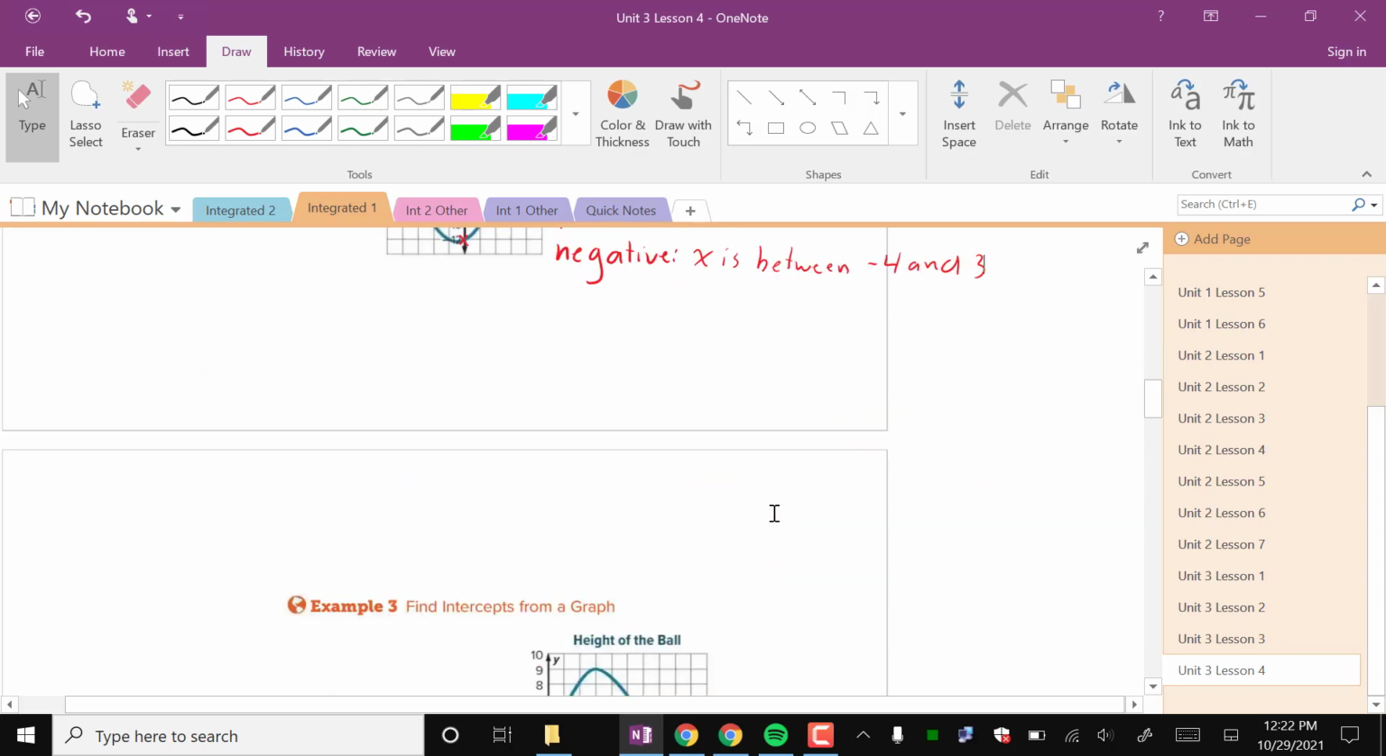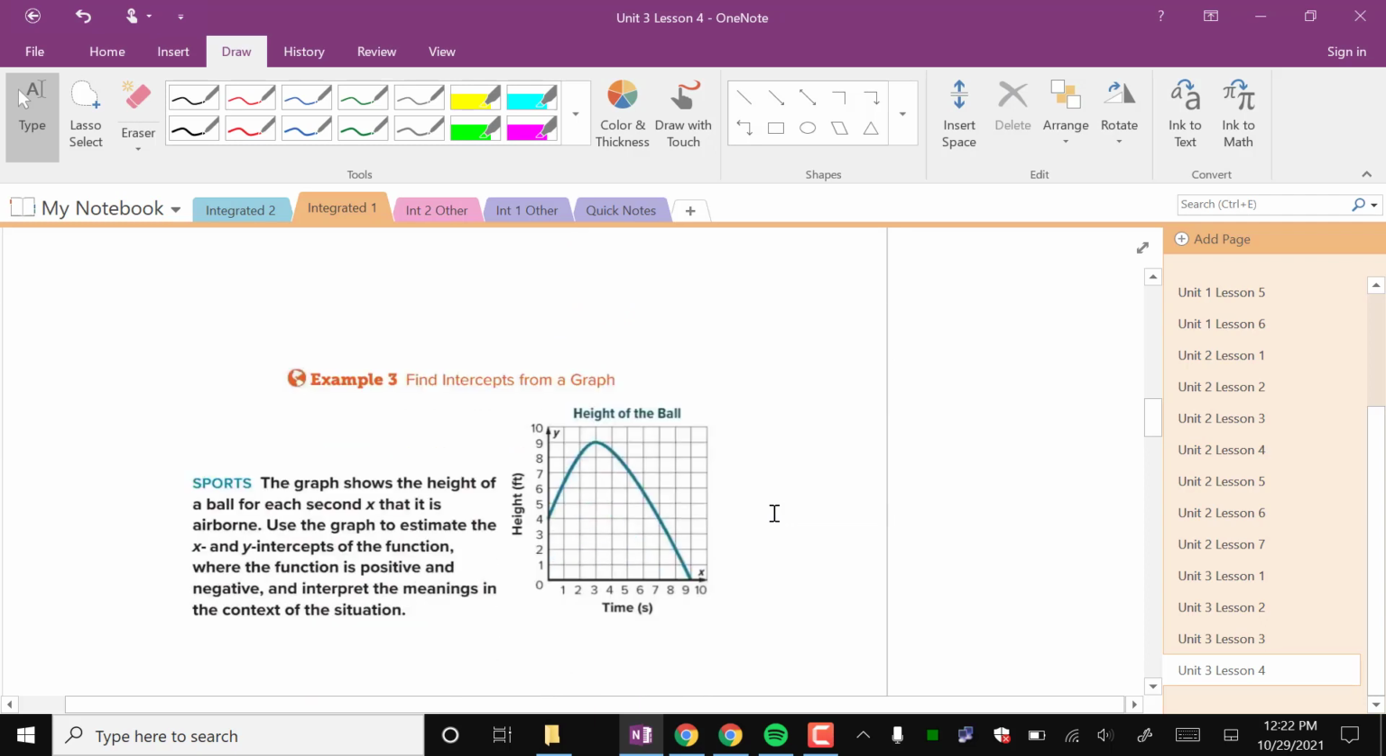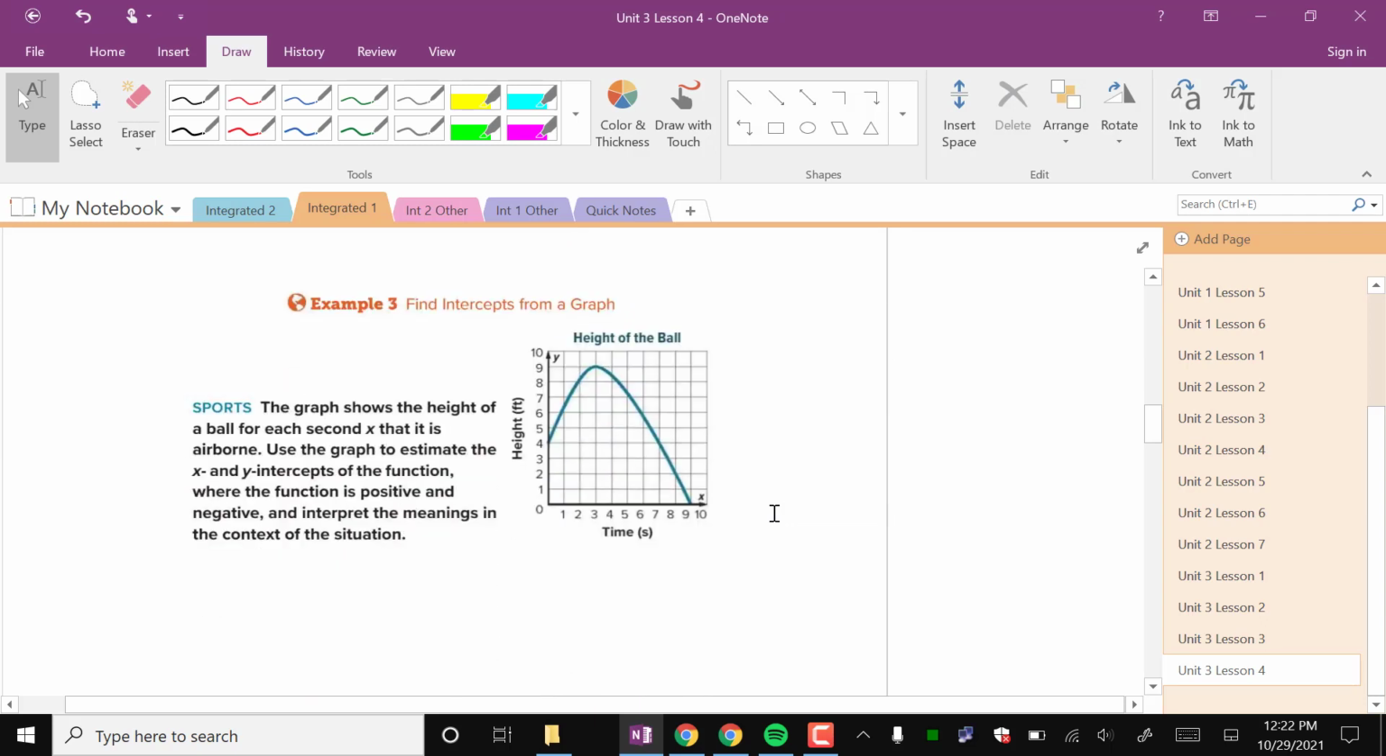Let's take a look at example 3. Find the intercepts of the graph. So the graph shows the height of a ball for each second x that it is airborne. Use the graph to estimate the x and y intercepts. So we want to find x-intercepts and y-intercepts. Again, INT stands for intercept. Where's the function positive and negative?